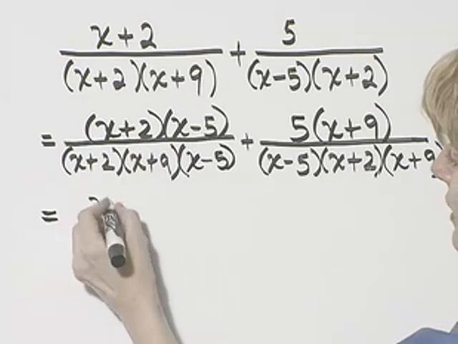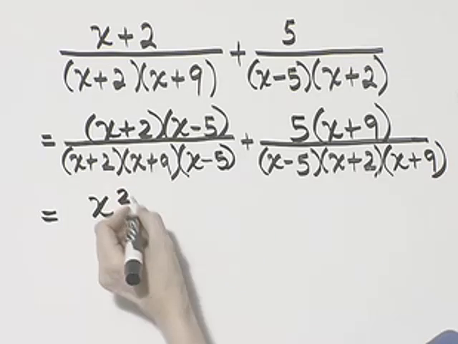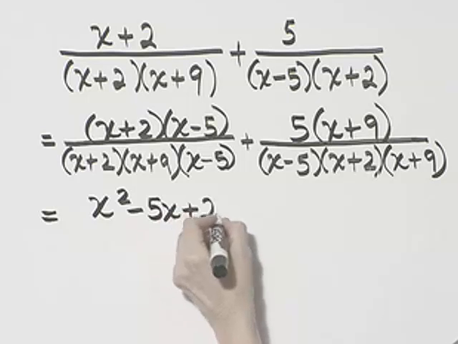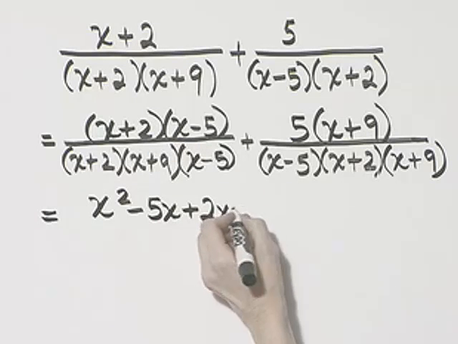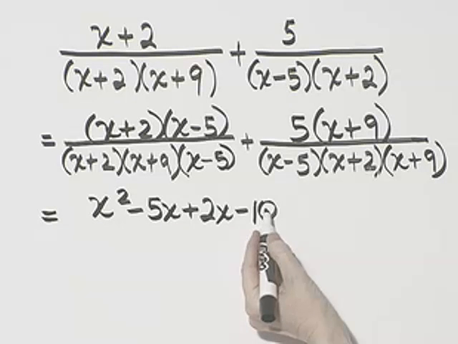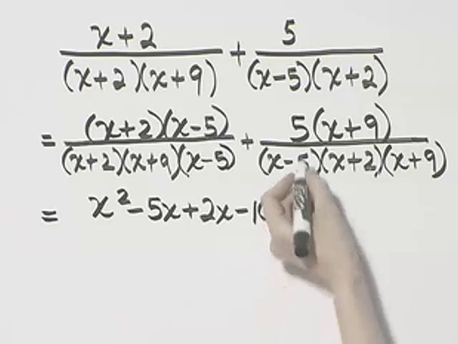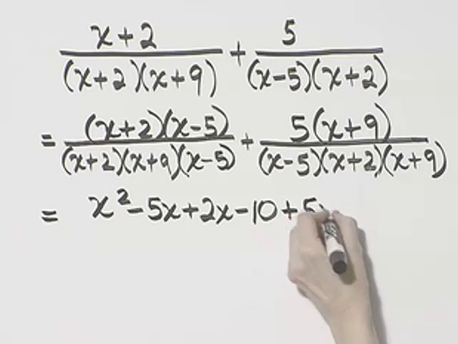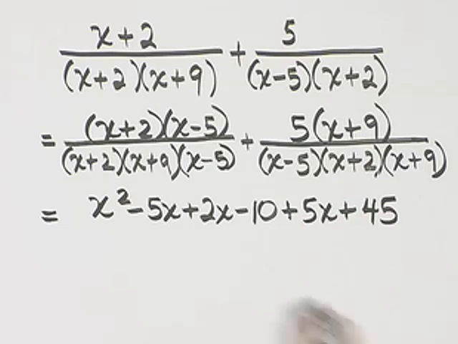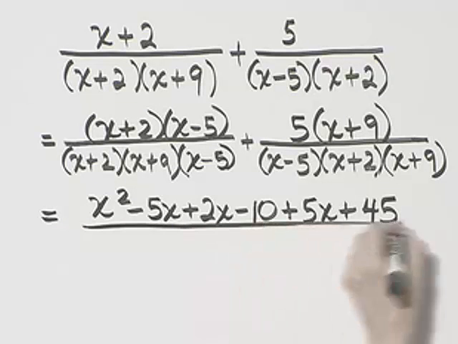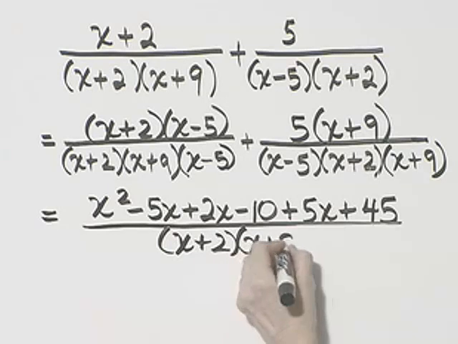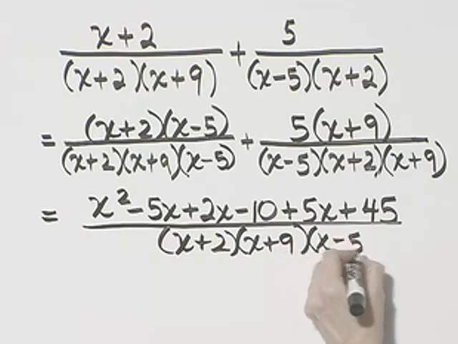First times first would be x squared, and then the outer products, that's minus 5x, inner plus 2x, and then last times last, minus 10. And then I'll continue, so it's numerator plus numerator. 5 times x is 5x, plus 5 times 9 is 45, and that is all over a single denominator, x plus 2, x plus 9, and then x minus 5.